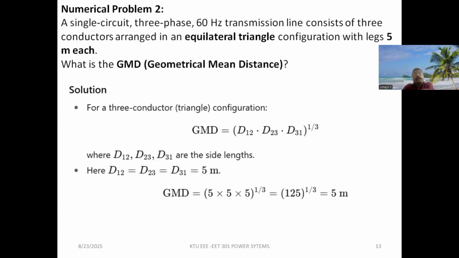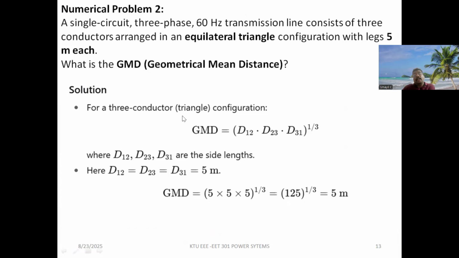Now moving to the next numerical problem. It is a three-phase line, but only using a single circuit. So a 60 Hertz transmission line consists of three conductors arranged in an equilateral triangle configuration with legs 5 meter each. In this case, we have to calculate the GMD of the distance. In this case also, one unwanted data is given, that is the frequency. In the earlier problem, the total length of the line was given, which was not required for the calculation. Similarly, here 60 Hertz is not required for the calculation.